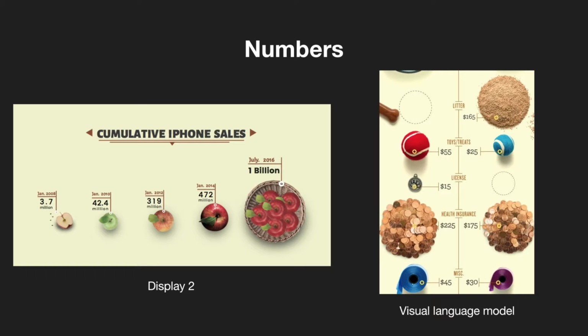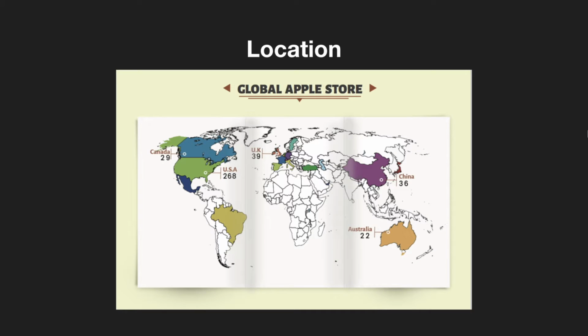In addition, the circular shape of the apple emulates the repetition of circle shapes on the model. Next display is the location. This display is about the worldwide locations of Apple Stores. I try to emphasize the broad range of Apple Store locations throughout the whole world.